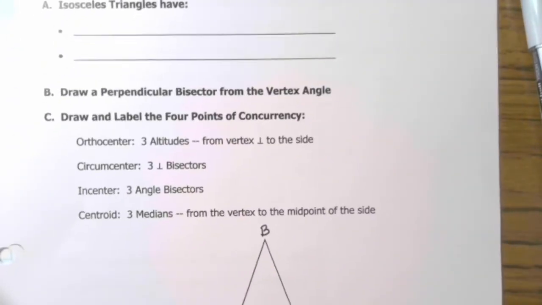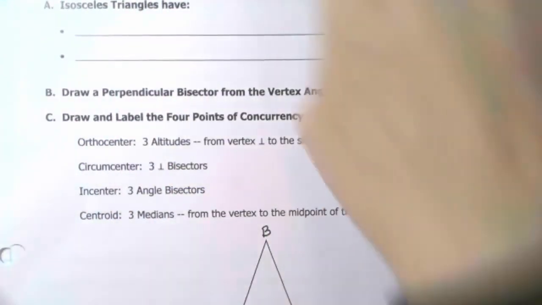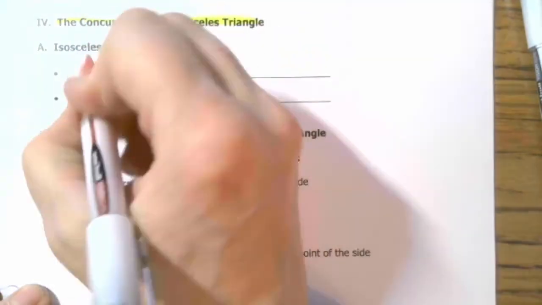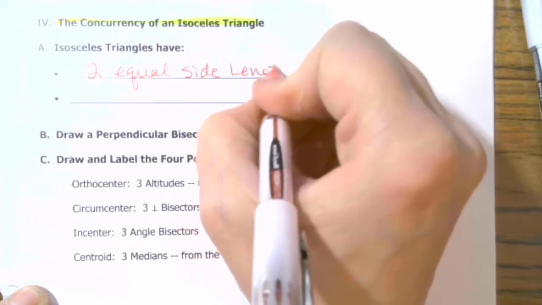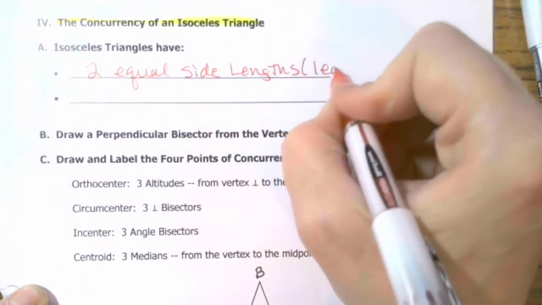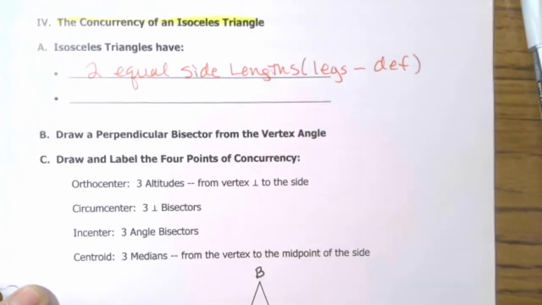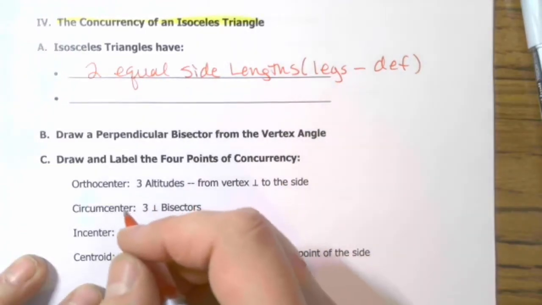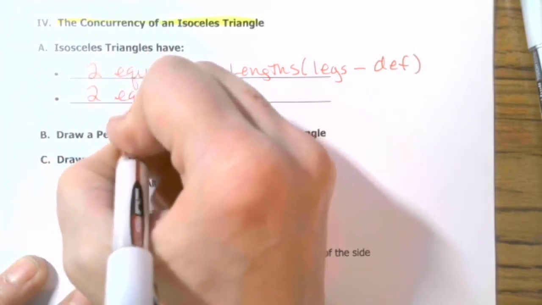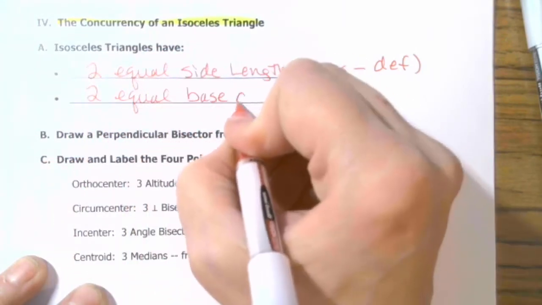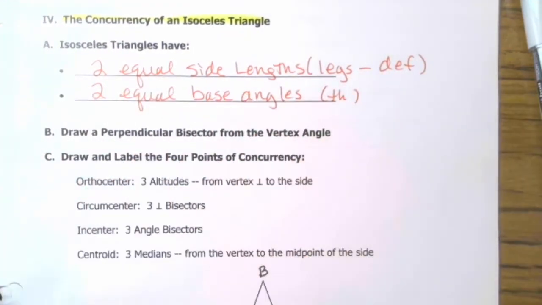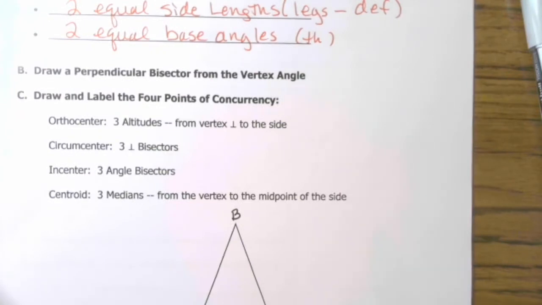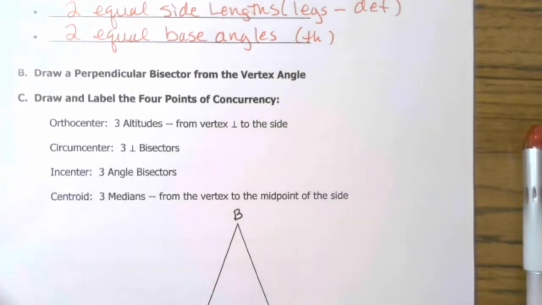Okay, our other special triangle is an isosceles. And just to review, an isosceles triangle has two equal side lengths. We call those the legs, and they are part of the definition of isosceles. And an isosceles triangle has two equal base angles. And that is the theorem. So the definition is from the sides. The theorem gives us the base angles. All right. So this one's kind of fun.